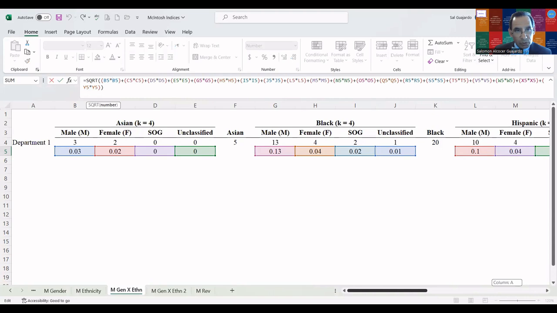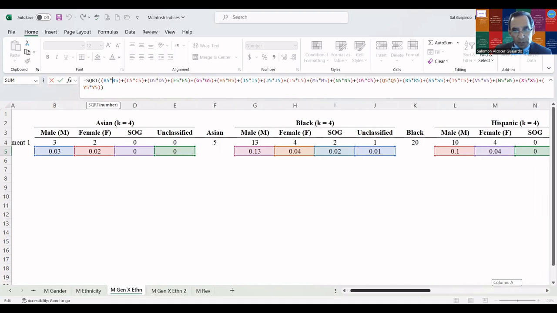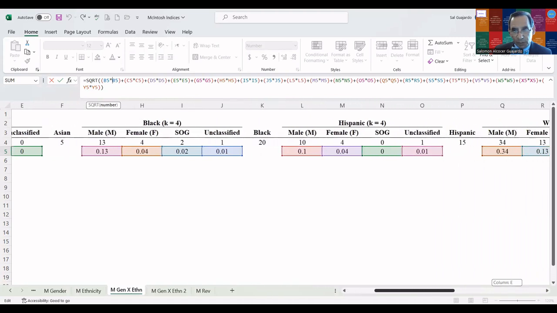So that percent is 0.02. So it's going to be 0.02 times 0.02 plus the number of Asians and some other gender group, which is 0. So that's 0 times 0. That's going to be 0. And then I do that for the percentage of the Asian workforce that's unclassified in terms of gender. So I do that for each ethnic group for gender.